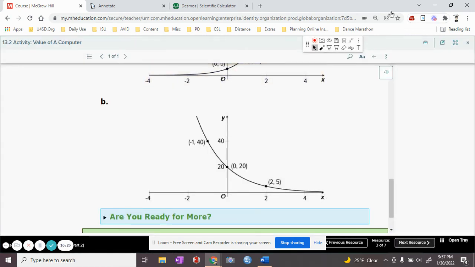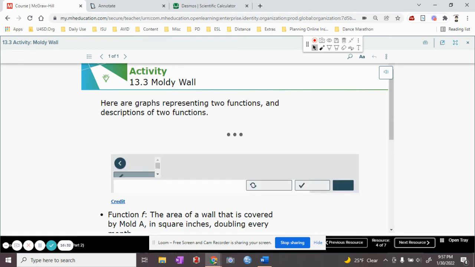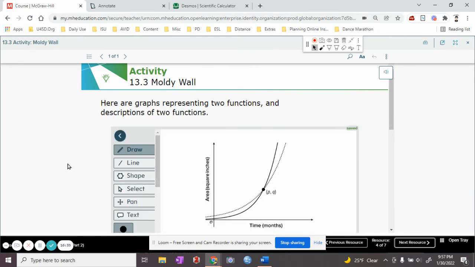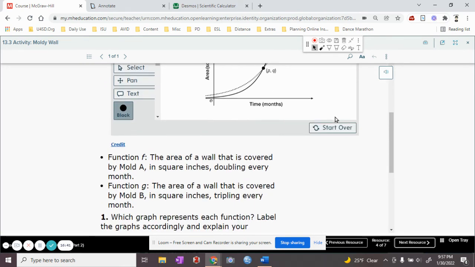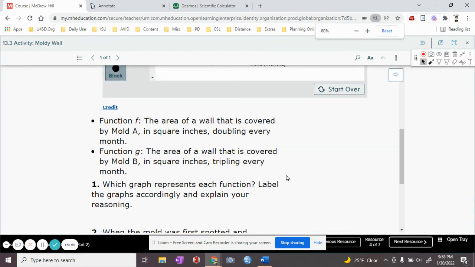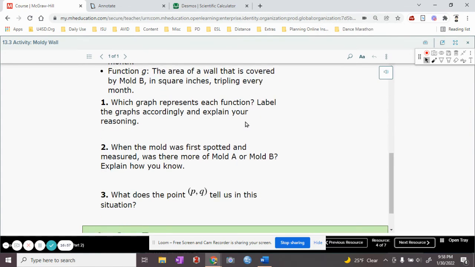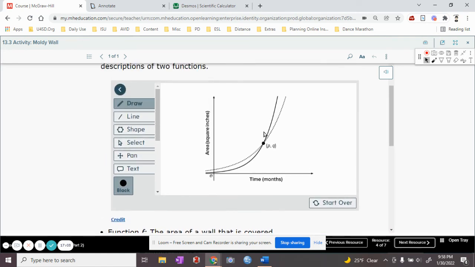In this lesson, there are some more opportunities to practice this. The PDFs I know are posted in Google Classroom. We've got some interactive stuff here. We've got a wall covered in mold. That area doubles each month. There's a different mold on another wall and that triples each month. So use that information to match the graphs. And then, yeah, let's look at this.